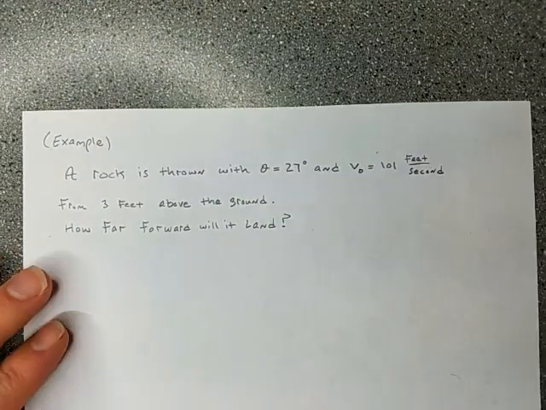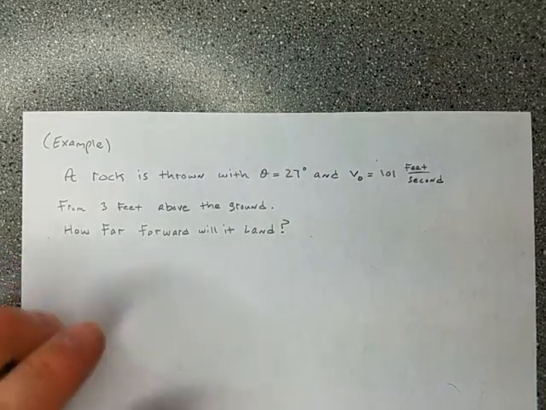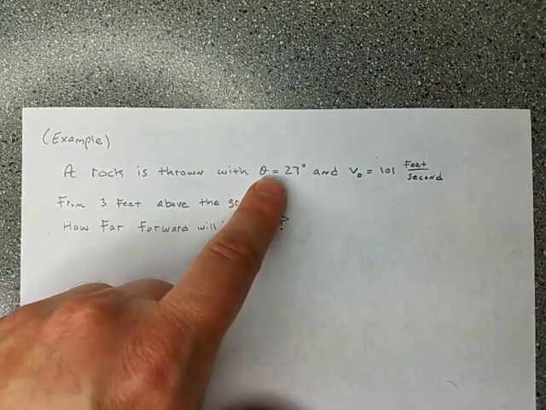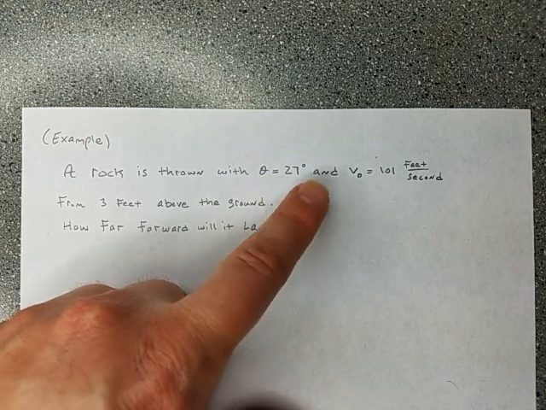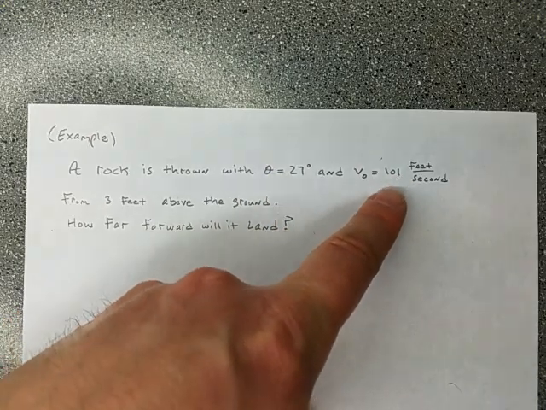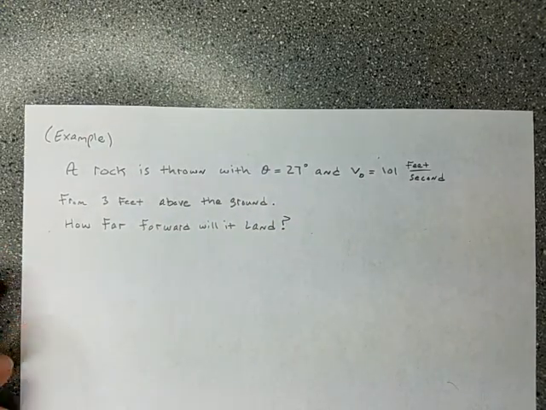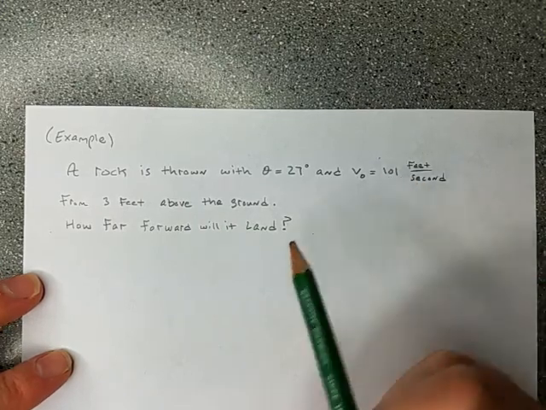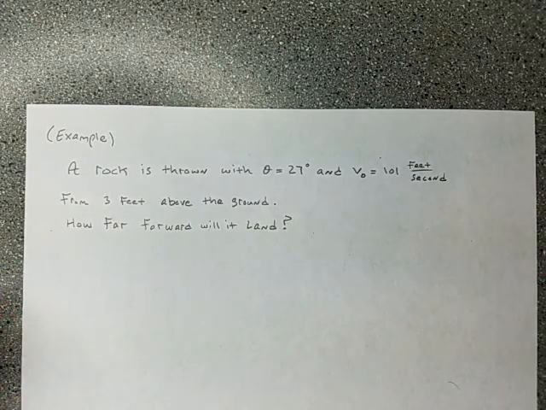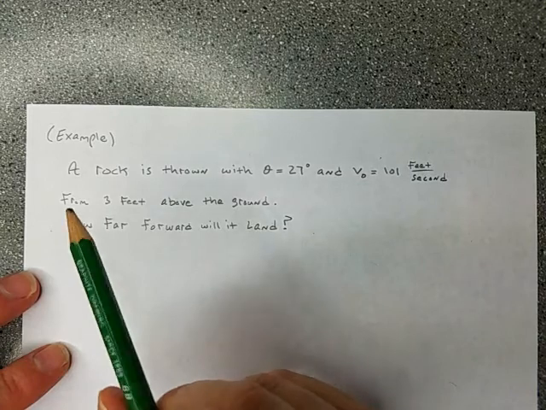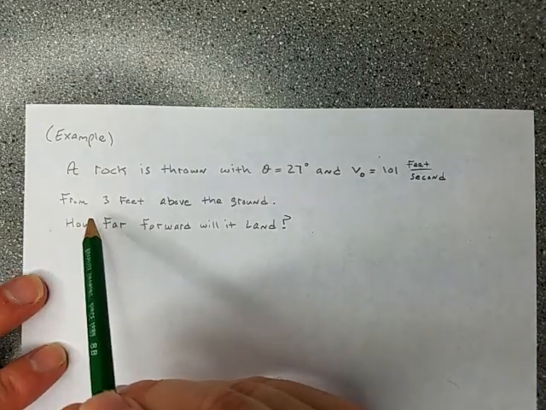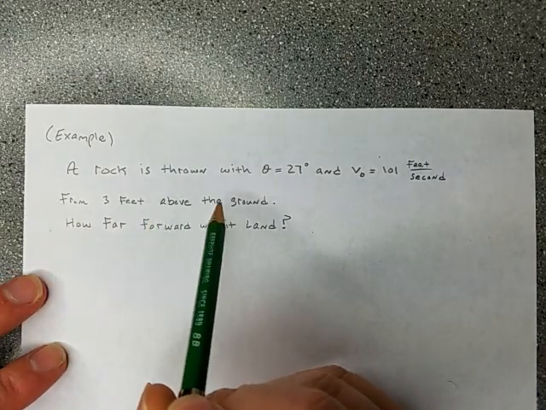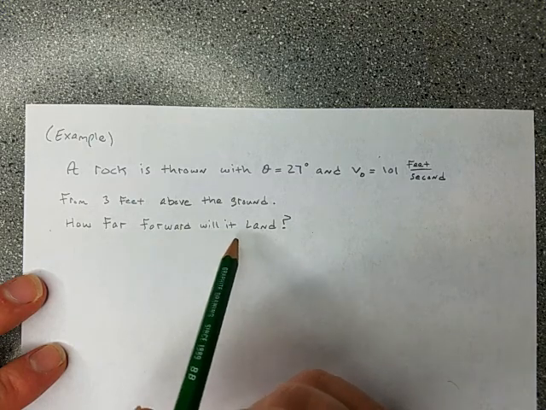So we'll do this example, though, just to try things out. Suppose a rock is thrown at some initial angle of 27 degrees to the horizontal, and its initial speed is 101 feet per second. That's pretty fast for a rock. Can you throw a rock that fast? Maybe you can. 100 feet per second. I'm sure that somebody can. Anyway, from a height of 3 feet above the ground, how far forward will it land?